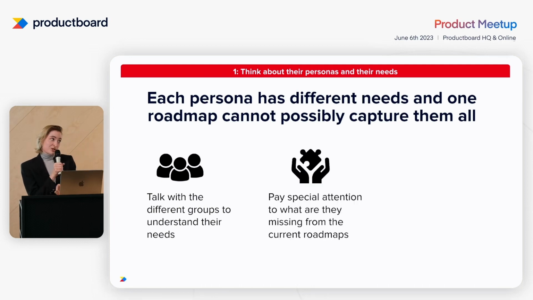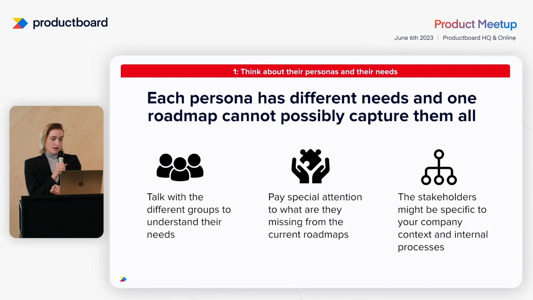I would pay special attention to what they are missing from your current roadmap. Every time someone is confused and has to ask you, "I don't understand this," I think that's your clue. You should really pay attention to that. And take into account your specific company context. For example, in some companies the leader of delivery is actually the product owner, right? We don't have that in Productboard, so this might differ slightly for you.